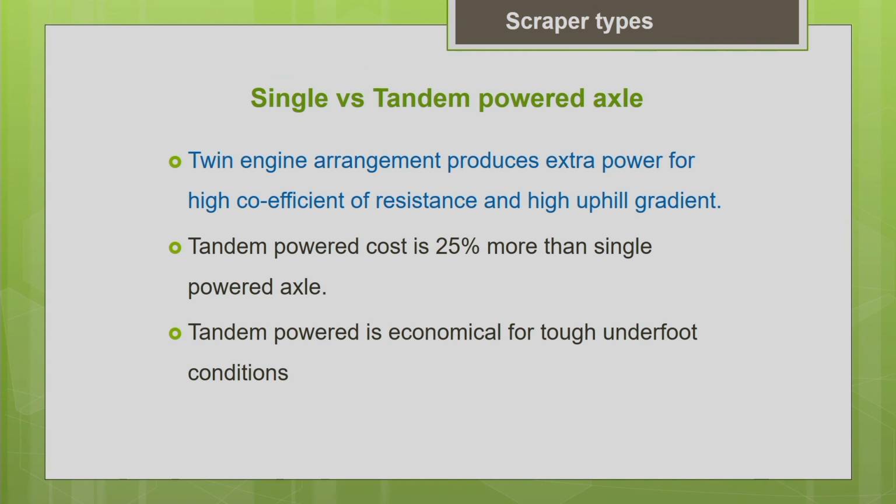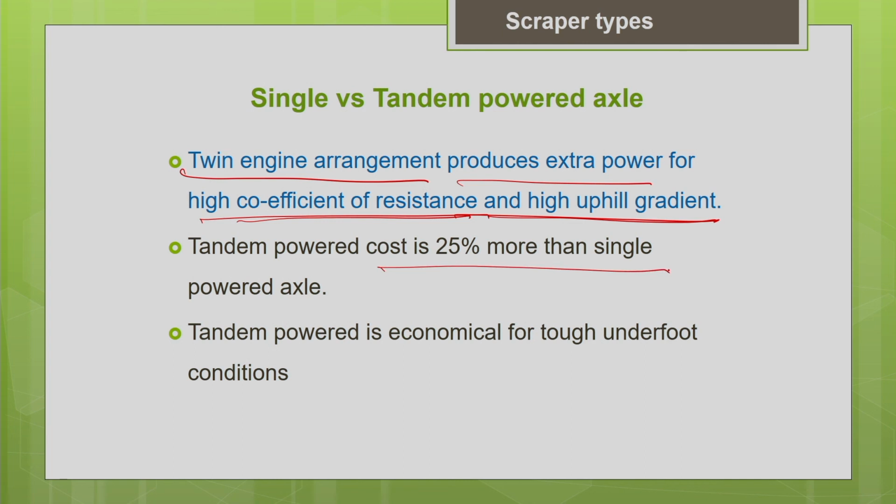So these tandem powered axles have this twin engine arrangement. Twin engine arrangement in the sense that they have two engines so that it can produce extra power for you. So this kind of arrangement produces extra power so that we can overcome the rolling resistance and high grade resistance. But obviously because of the twin engine arrangement, its cost is going to be higher than your single power axle. At least 25% more than your single power axle.